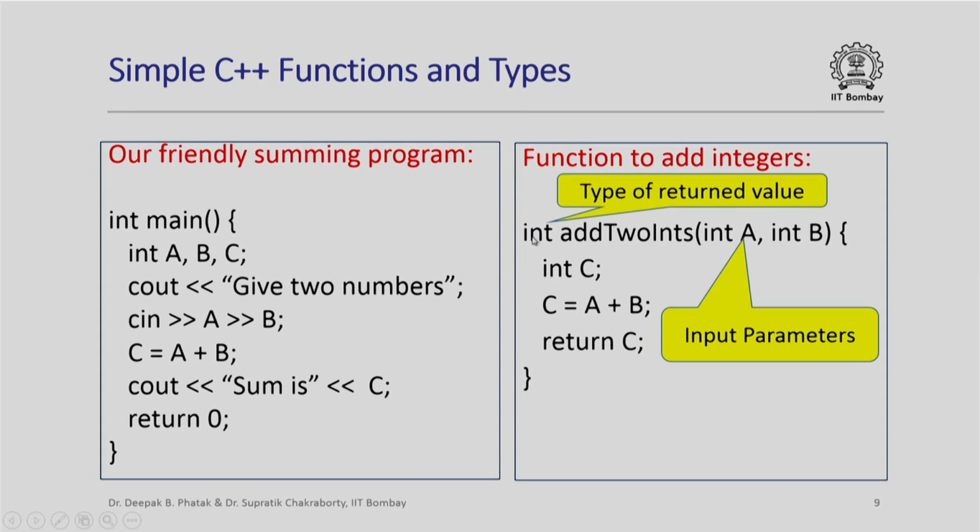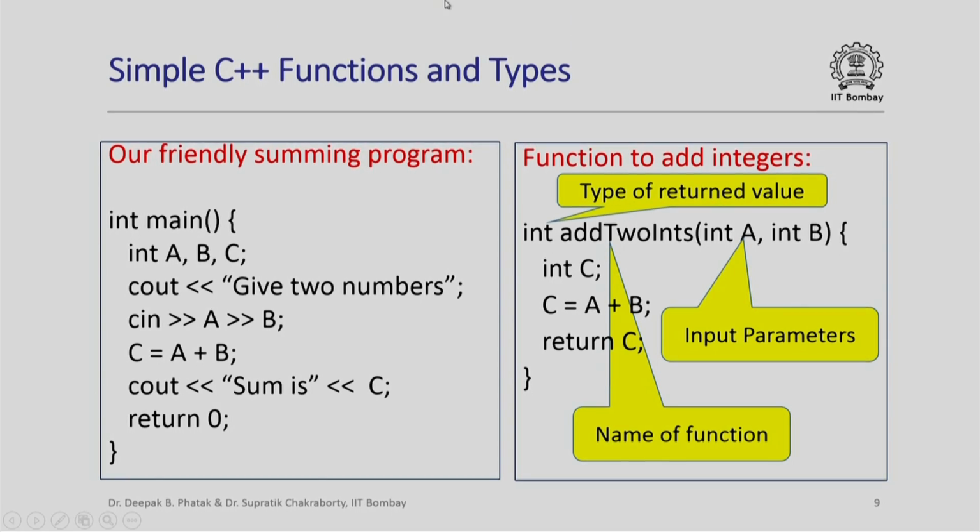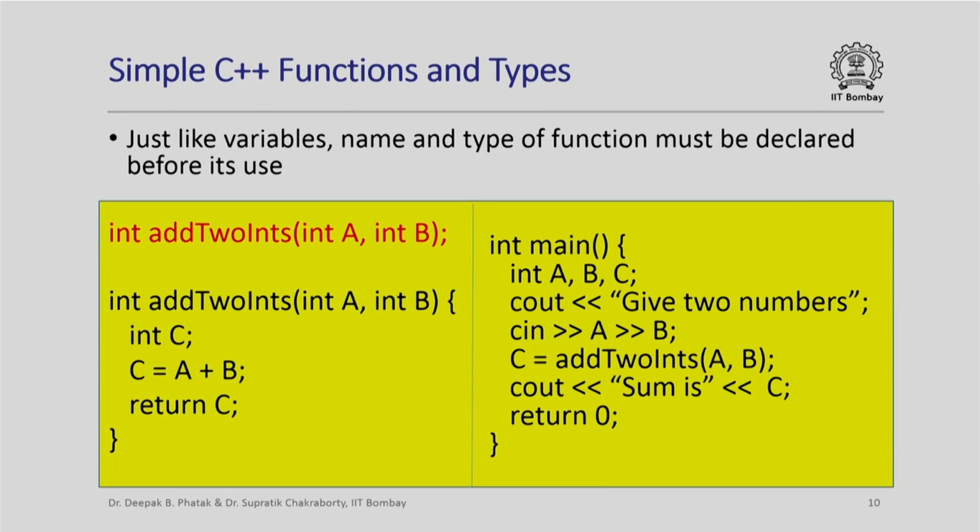So, the function itself is associated with a return type, here an integer, and the function also has a name, just like a variable has a name. Here the name of the function is add2ints, and the same naming rules apply for naming functions as for variables. Just like variables, the name and type of a function must also be declared before its use. In the yellow box here, I have separated the program into 2 panes just so that it fits into this slide, but you can read this program as starting in the left pane and after that going into the right pane.